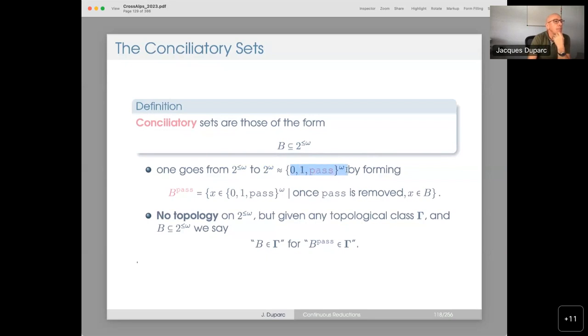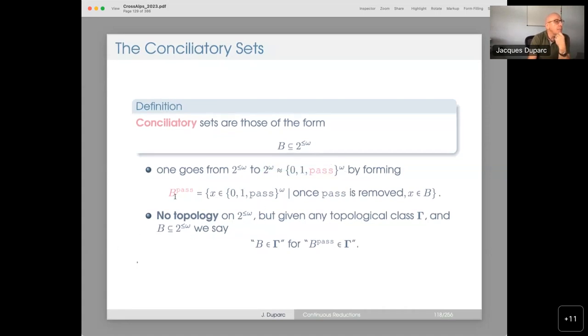Well, here I'm considering three letters: 0, 1, and another one, pass. You can guess why pass, right? Because when you play the wedge game, from time to time, if you play two, you have to pass. So it's about passing here. So three letters and infinite sequences of these three letters with the usual topology, which means the product topology of the discrete topology on this set of three letters, which is homeomorphic to the Cantor space. So you go from one to the other by forming this.